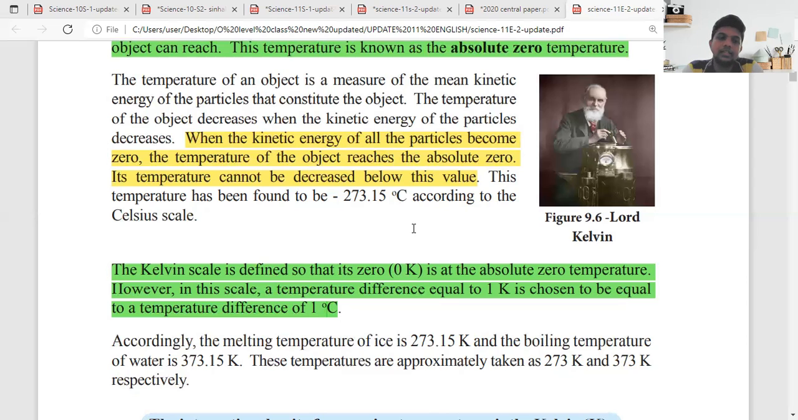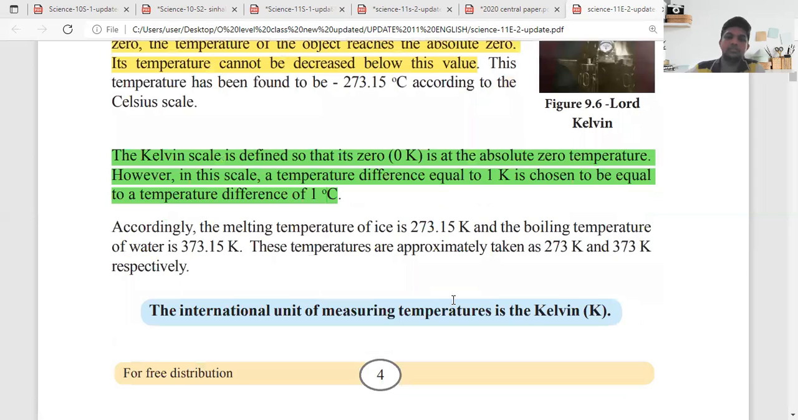Then write down: its temperature cannot be decreased below this value. Its temperature cannot be decreased below this value.